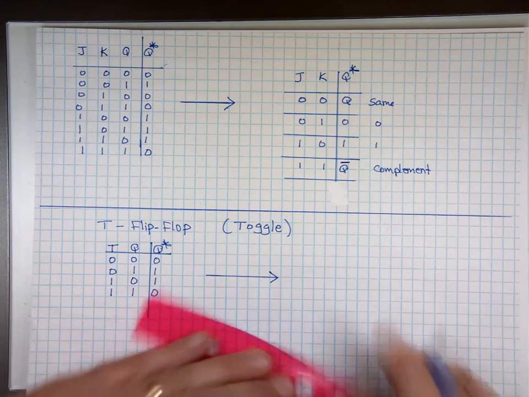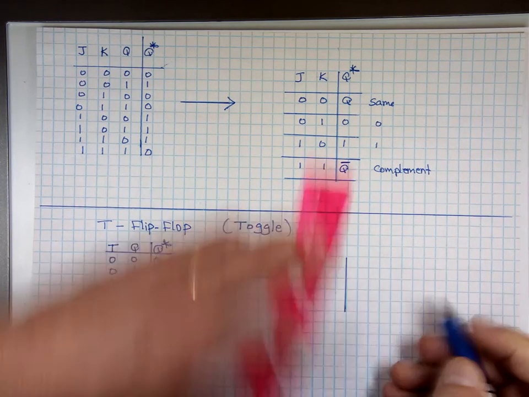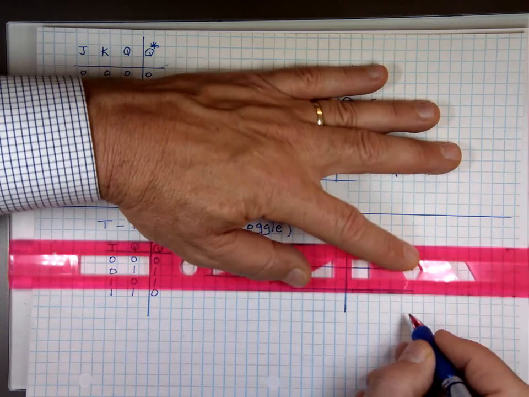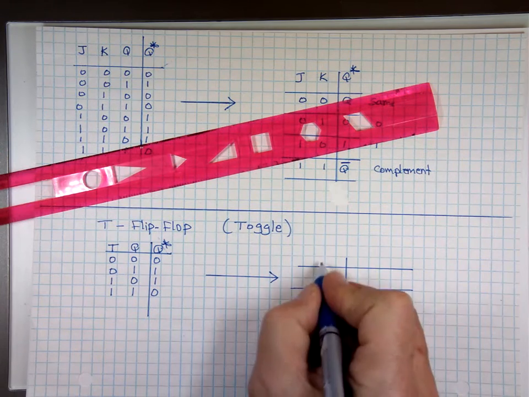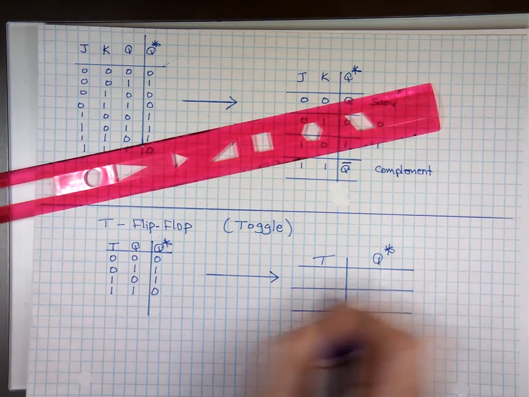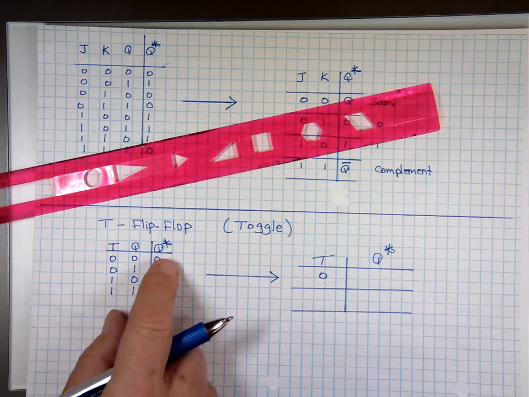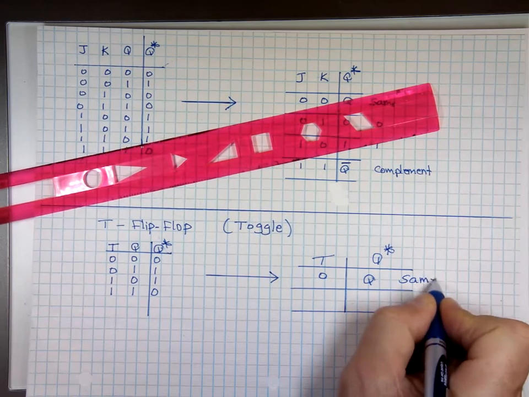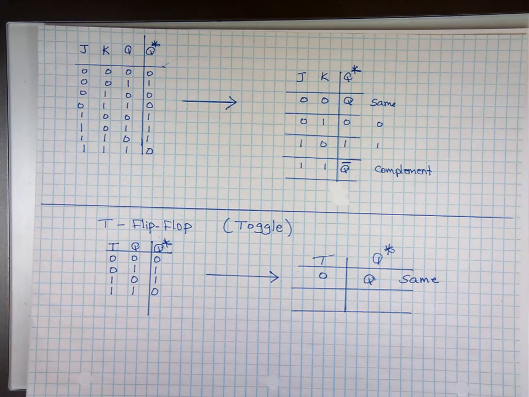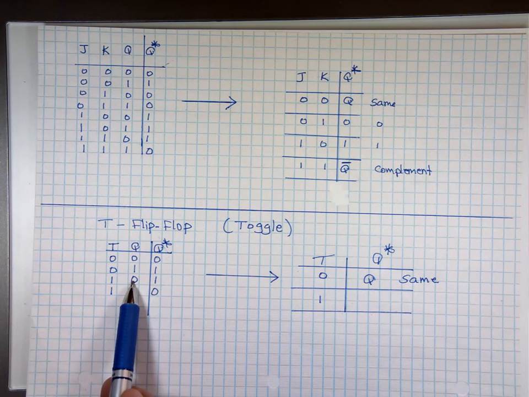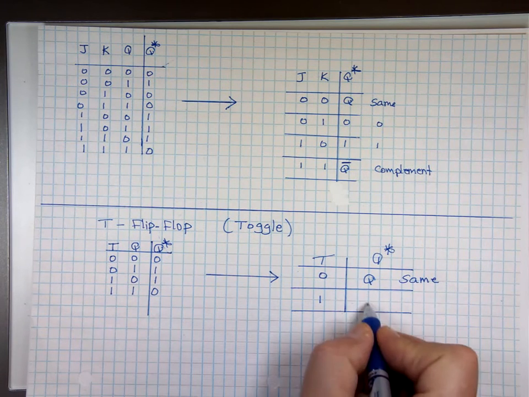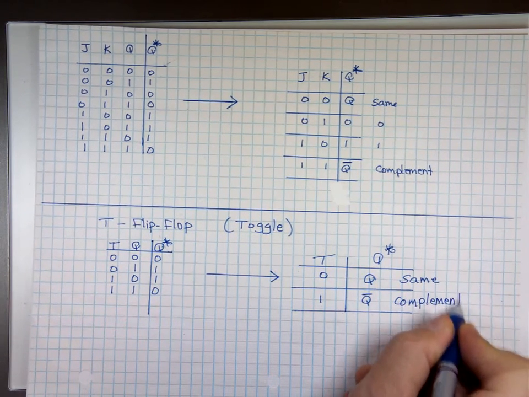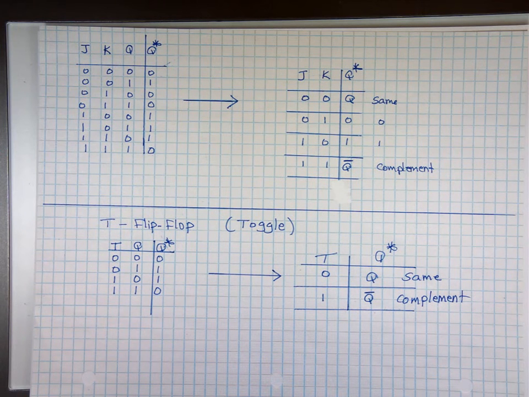Let's take a closer look at it. So only two inputs here. Here's T, and here's Q next. When T is zero, notice your next state is the same as Q. You see it? That means keep it the same, no change. When T is 1, look at your next state in relation to the current state. It's the complement. That gives you the complement. When it's 1 it becomes 0 and 0 becomes 1.